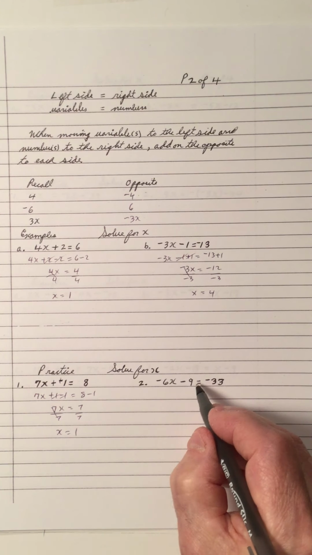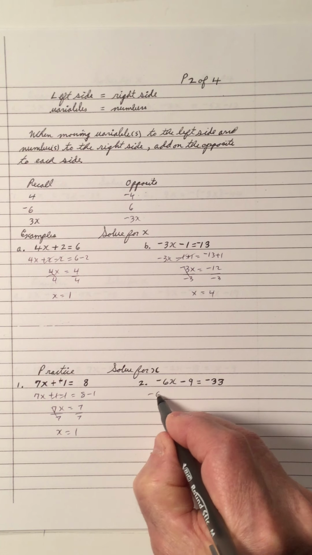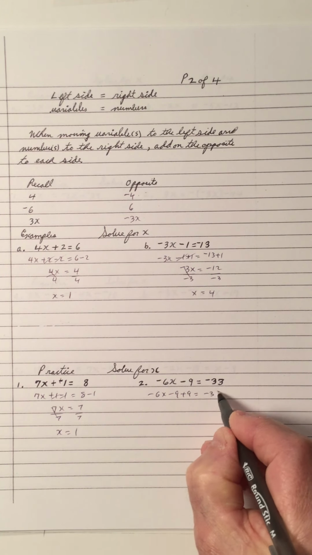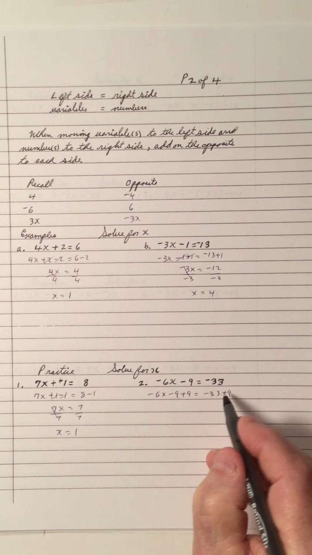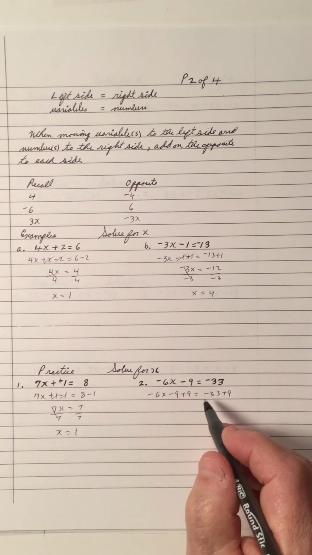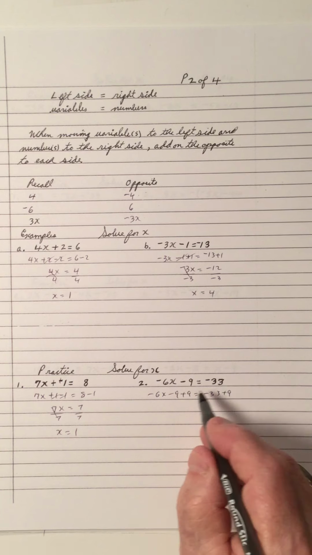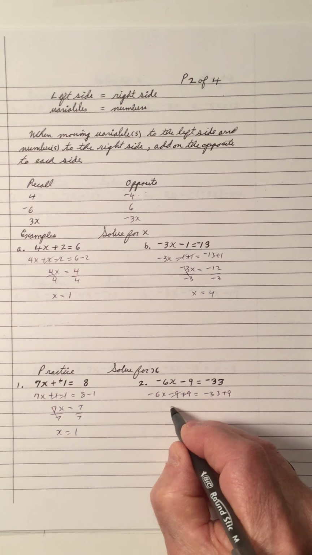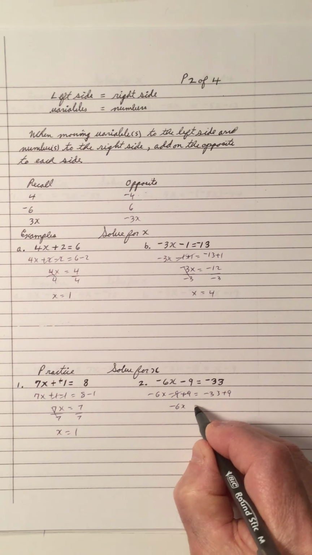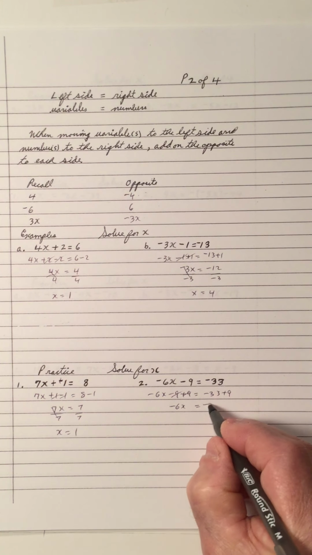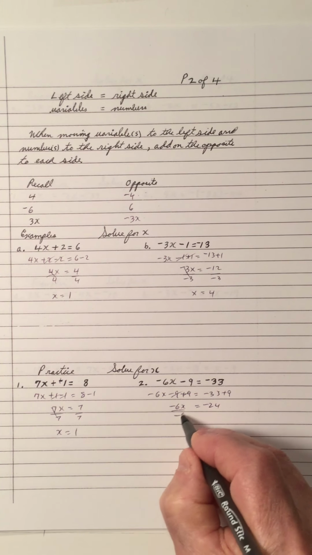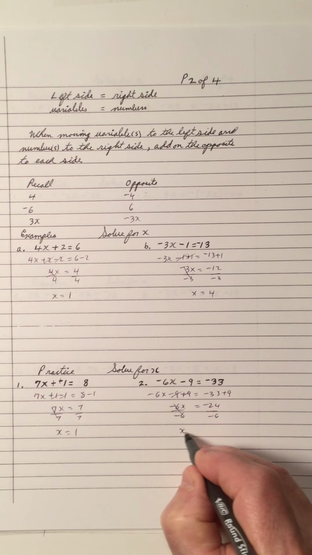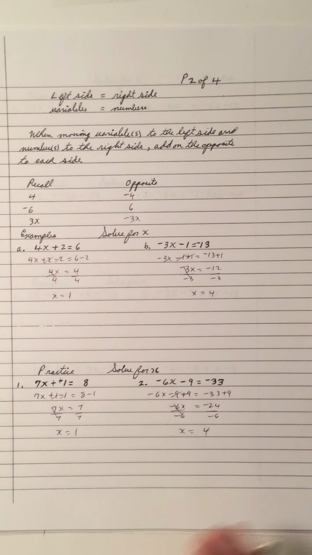And number 2, I have to move the -9, so I'll add 9 to both sides. I'm adding 9 to both sides to balance it out, like a weigh scale. You're balancing the equation out by doing the same to both sides. And -9 plus 9 cancels out to give you a 0. And -15 and 9 is -24. And I divide by -6. The 6's cancel, so x is equal to 4.